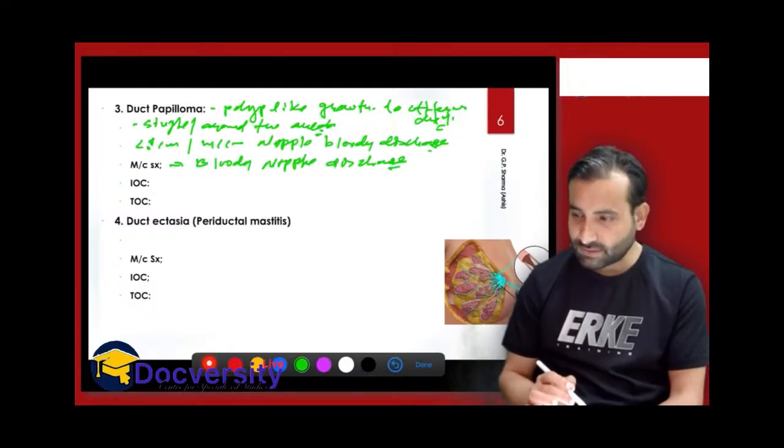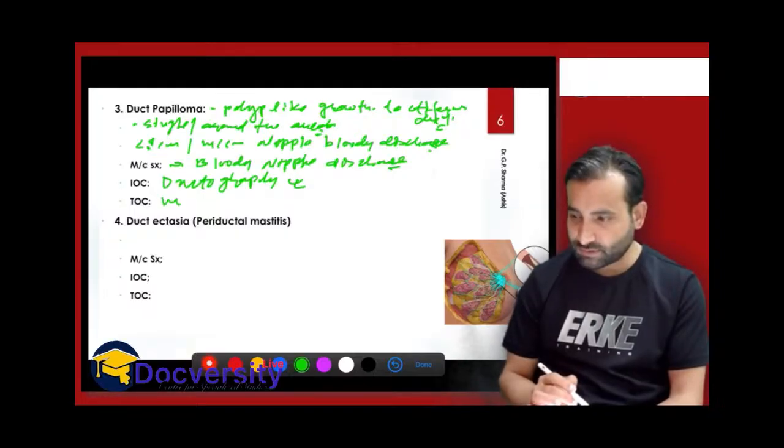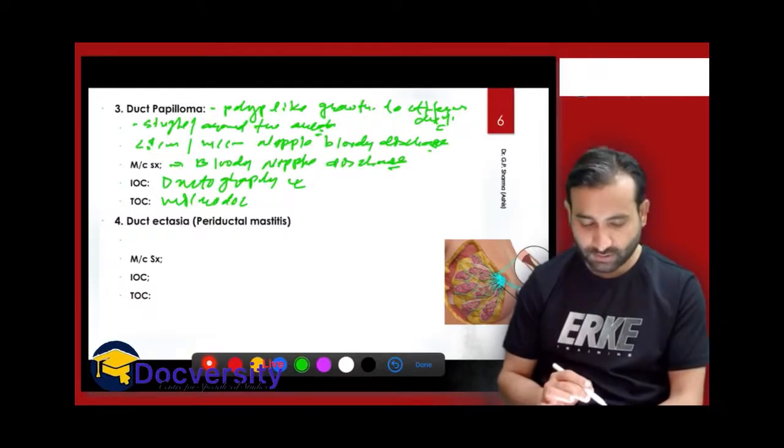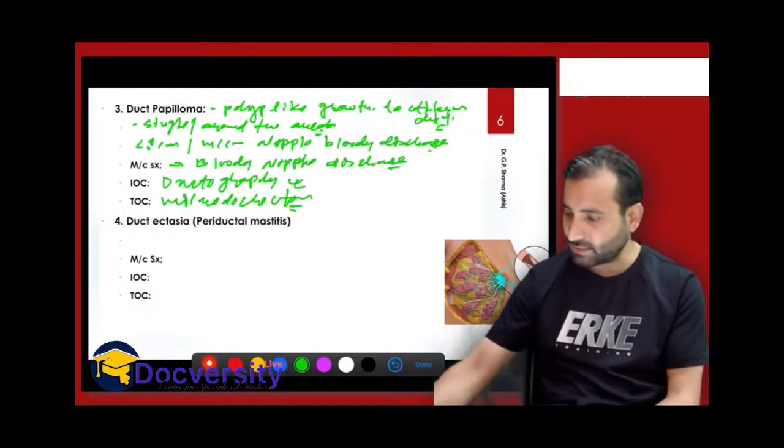Remember this one. Investigation of choice for the duct papilloma is the ductography. What is this one? Ductography. Wherever there is a duct, you should go for what? Ductography. Treatment of choice is the microductectomy. We discussed already, right? Microductectomy. That means you just cut the involved ducts, right? And let's go to the ductectasia.